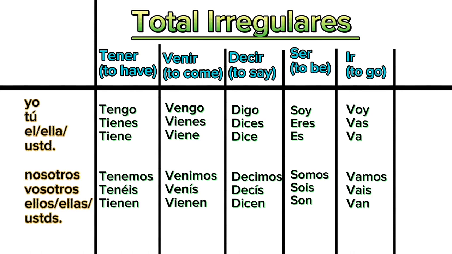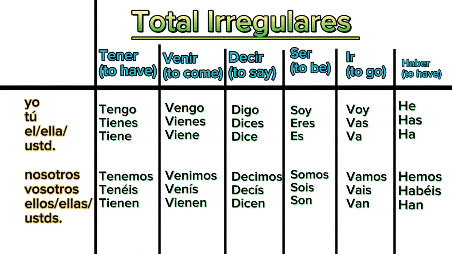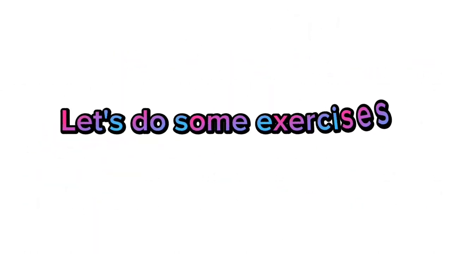Now, the third one we have is haber. Haber means to have. Now, he, has, ha, hemos, habéis, han. This is the conjugation of the haber verb. So these are the total irregulars that we have as of now. And now we'll get to some exercises to practice these conjugations.